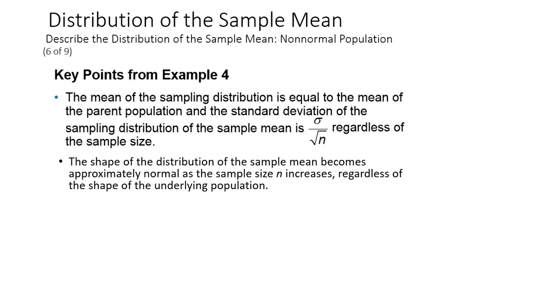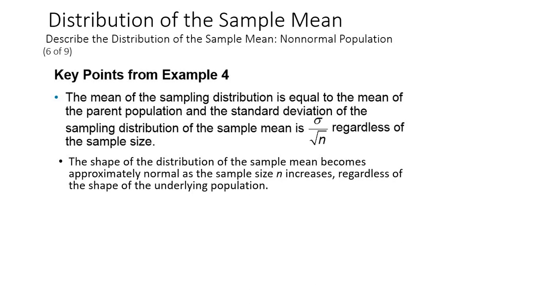The shape of the distribution of sample mean becomes approximately normally distributed as the sample size increases, regardless of the shape of the underlying population. So we started with a population that is uniformly distributed, and then when we take the samples of a specific size and compute the sample mean and then create a sampling distribution of these sample means, we create a normally distributed distribution.